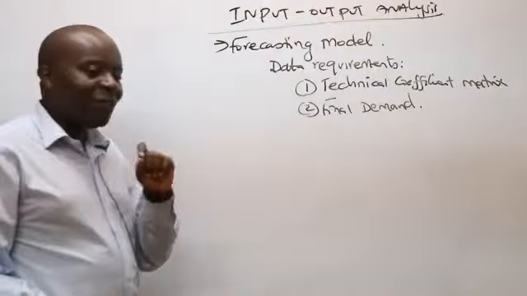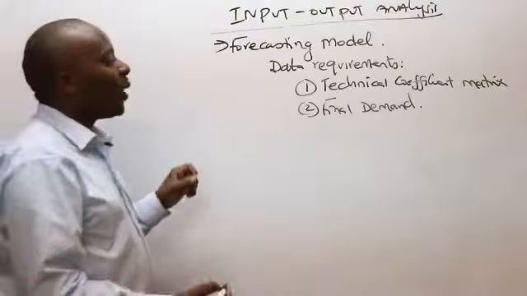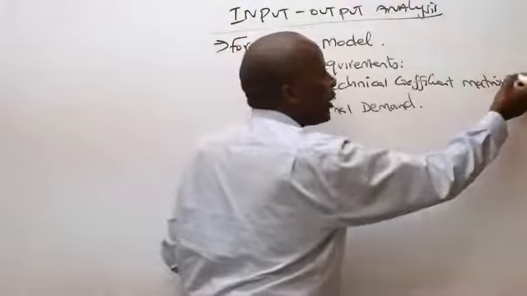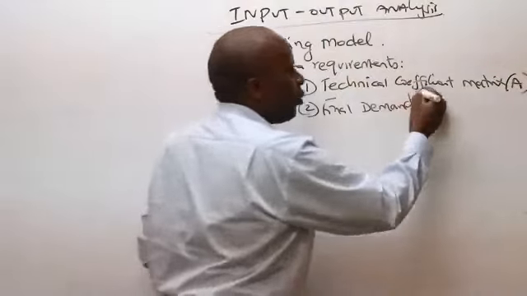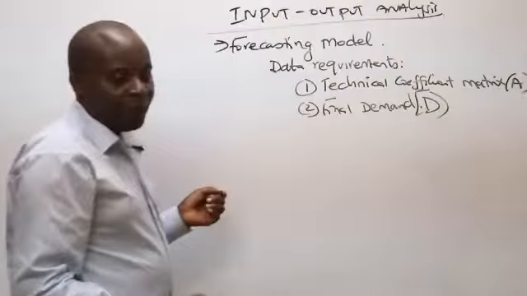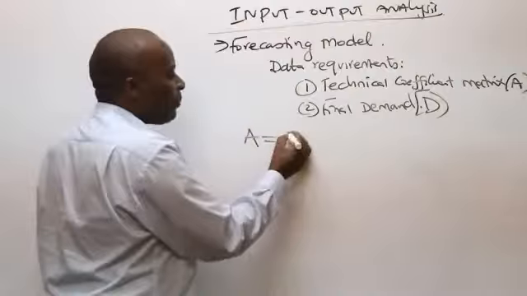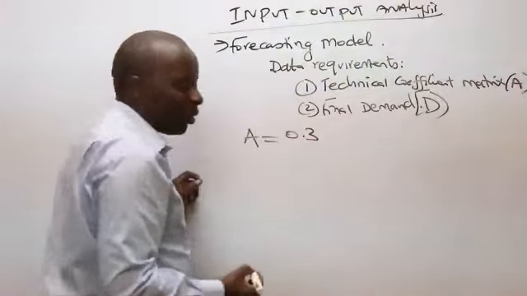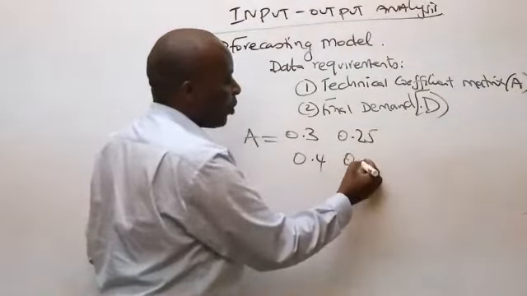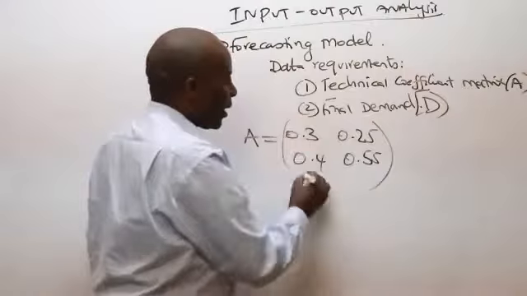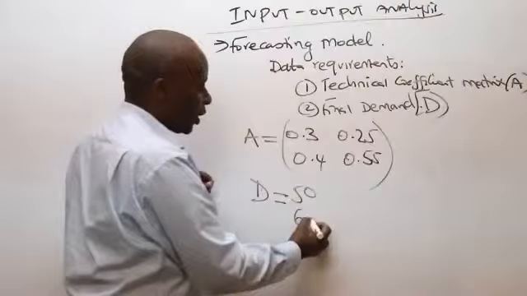So even before I define these things, I want you to know from today that the technical coefficients matrix will always be called matrix A, and the final demand matrix will be called matrix D. Say A is given to us as 0.3, 0.4, 0.25, and 0.55, and the final demand is given as 50, 60.